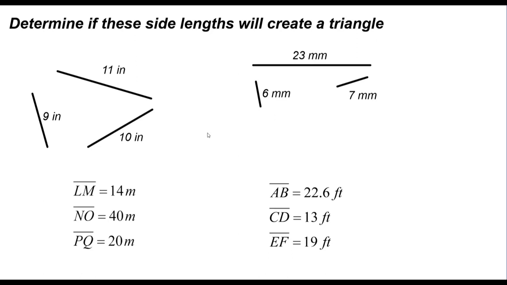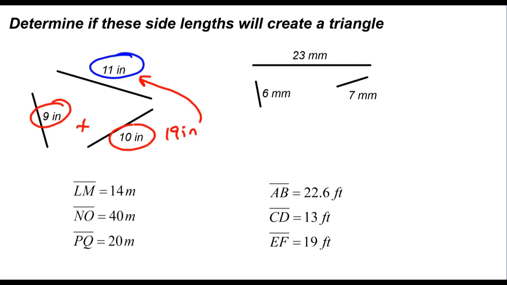So I've got three side lengths here, and if I try to rearrange these segments, will I eventually create a triangle? Well, if I look at the longest side here, that's 11 inches. And then if I look at the two shorter sides, 9 inches and 10 inches, and if I add those together, that's 19 inches, which is greater than the third side. So we can say yes, we will be able to create a triangle out of those three sides.